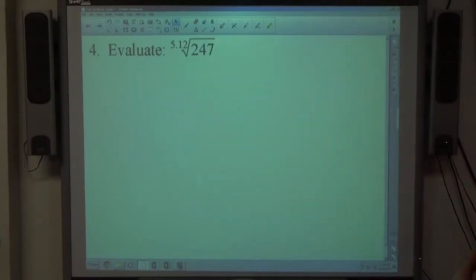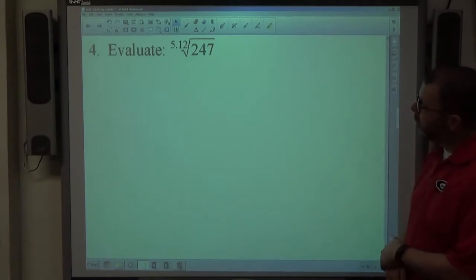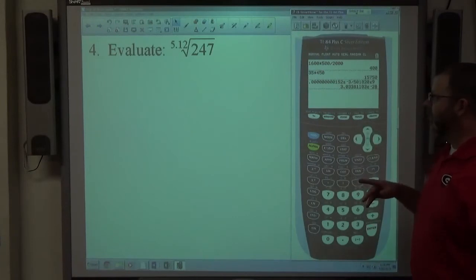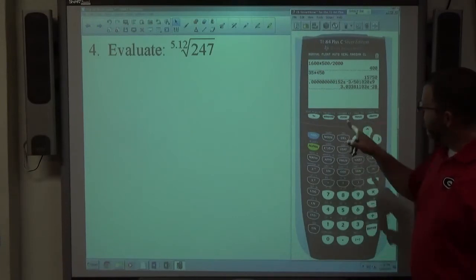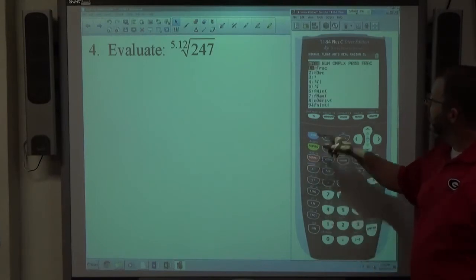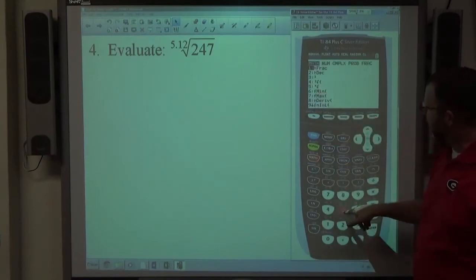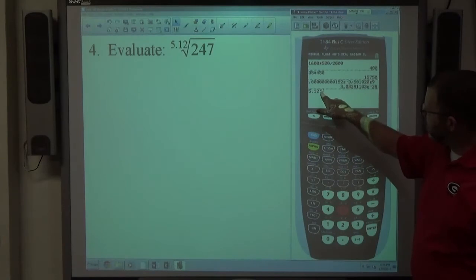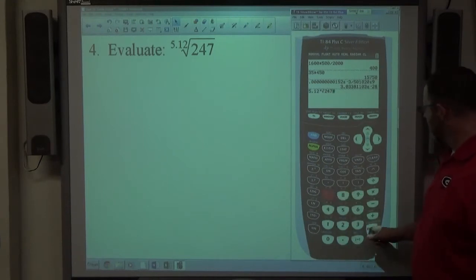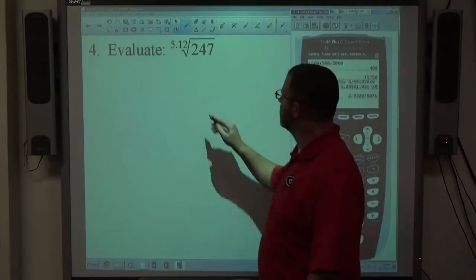Number 4, evaluate the 5.12 root of 247. And again, it's just a matter of using our calculator properly. The root gets typed in first, then we hit the math button, and I'm looking for the xth root, which is 5. So the little x, when you use that button, the 5.12 is being called x, and then you type in 247, the radicand. That's if I'm in classic mode. The answer is 2.933.